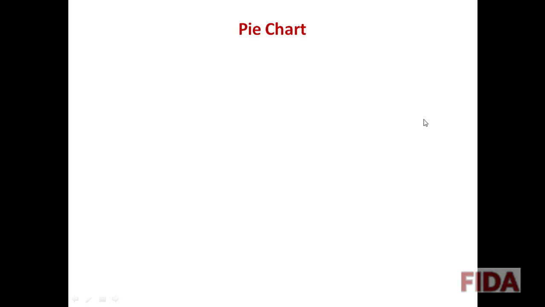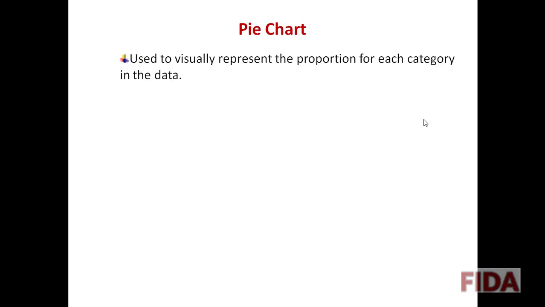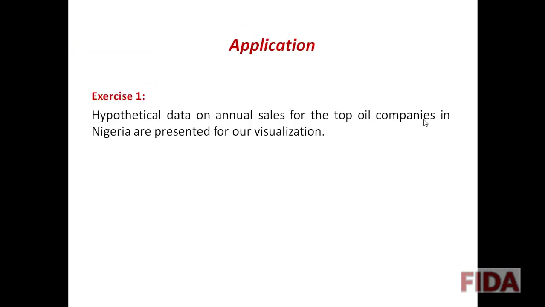In this unit, we will be looking at the pie chart. The pie chart is a powerful data visualization tool that we use to visually represent the proportion for each category in a qualitative data set. So let's go ahead and see what we can do using the exercise.